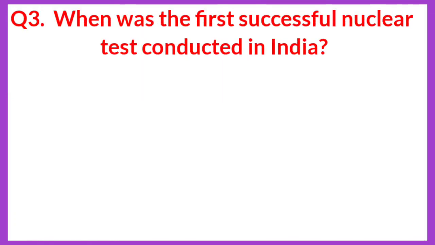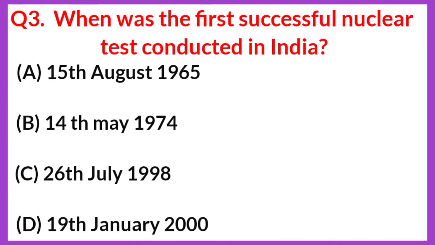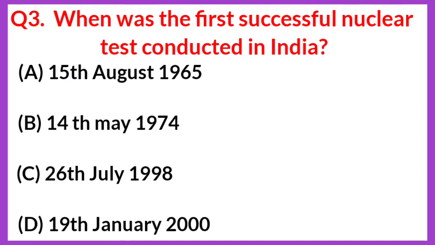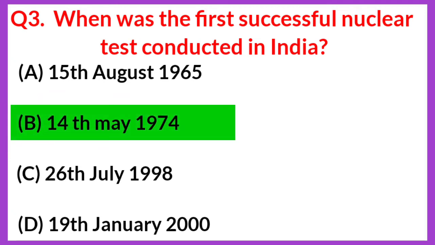Question number 3. When was the first successful nuclear test conducted in India? Your options are as follows. A. 15th August 1965. B. 14th May 1974. C. 26th July 1998. D. 19th January 2000. And the answer is option B. The 14th of May 1974.